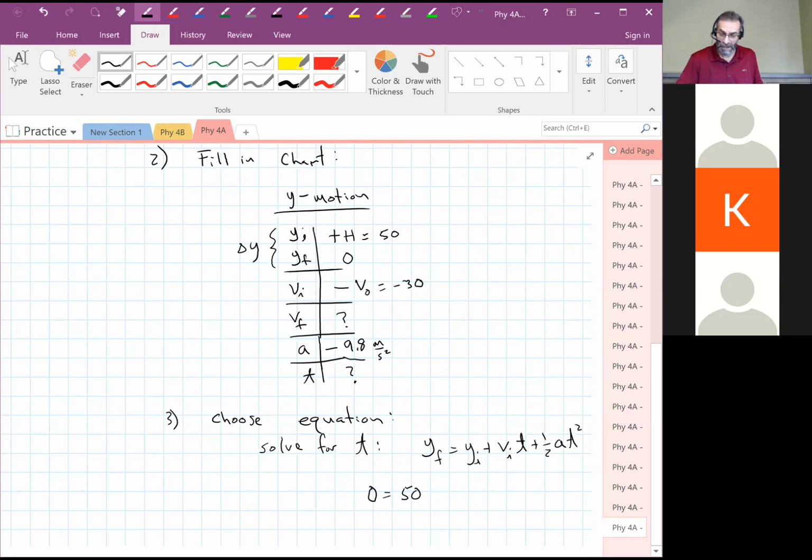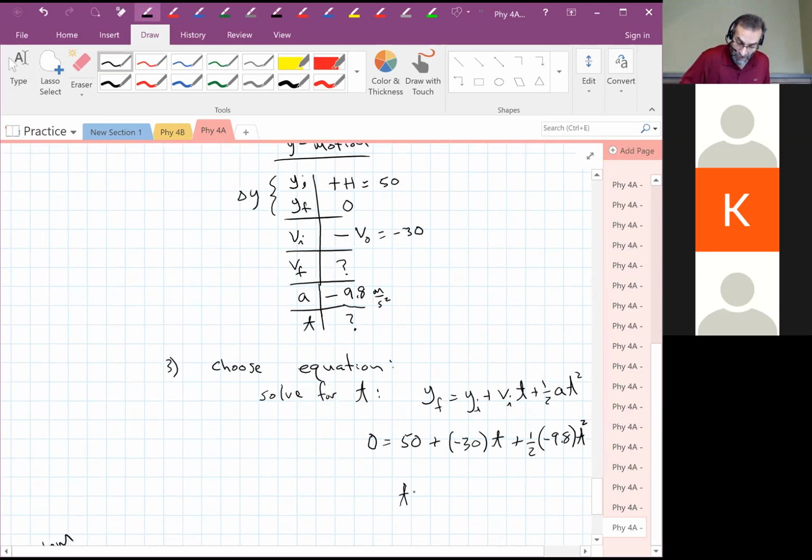Okay, so if we put some numbers in here instead of just doing it symbolically, we'll get y final is 0, y initial is 50, v initial is negative 30. Just be careful to keep your negative signs, carry them through your equations. You have a t here, 1/2 acceleration is minus 9.8, and a t squared. So we have a quadratic, right? And we get our time is going to be either negative 7.49 seconds or positive 1.36 seconds.